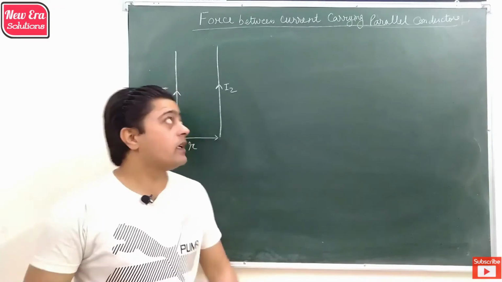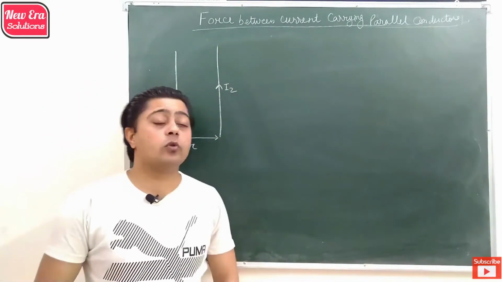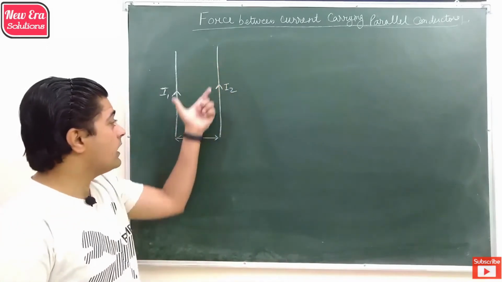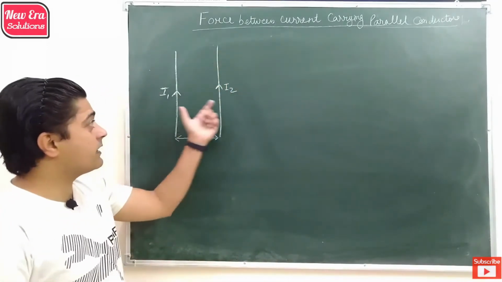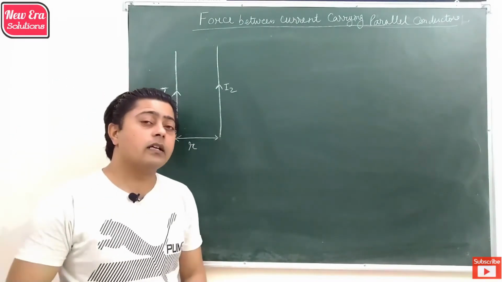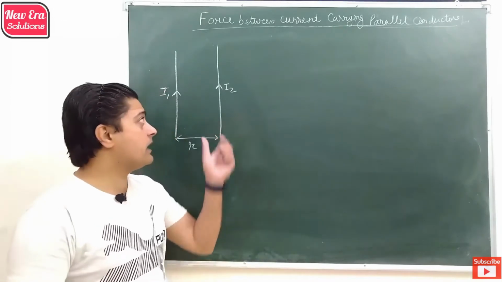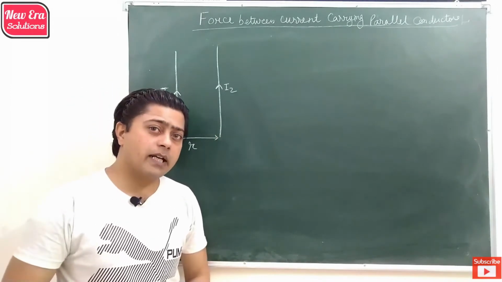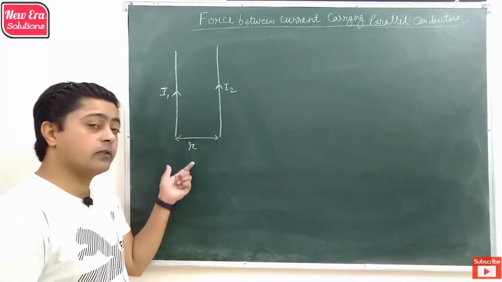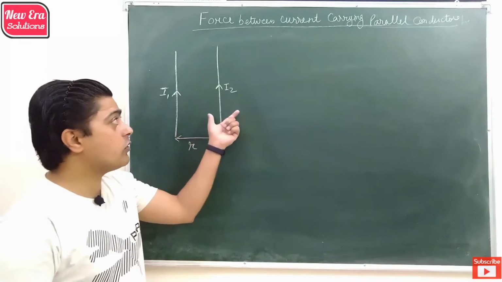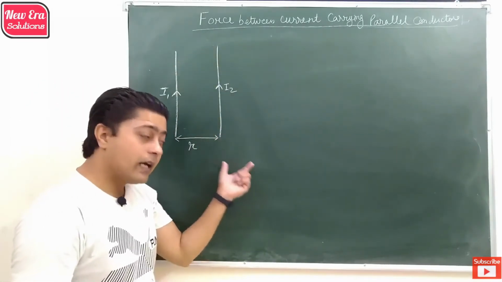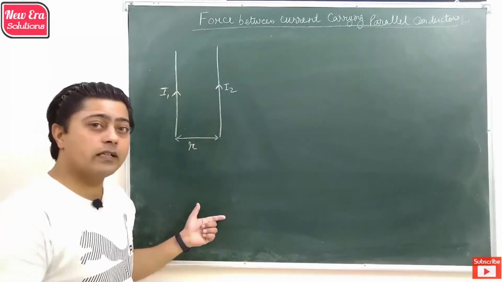Now let's observe the force acting between two current carrying parallel conductors. To illustrate that, we have two long conductors carrying different currents I1, I2 separated by a distance r. As we know, every current carrying conductor generates a magnetic field around it. So the magnetic field produced by the first conductor exerts a force on the second conductor, and the magnetic field produced by the second conductor exerts a force on the first conductor.